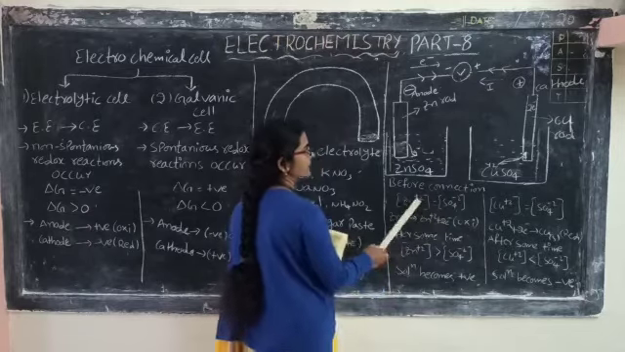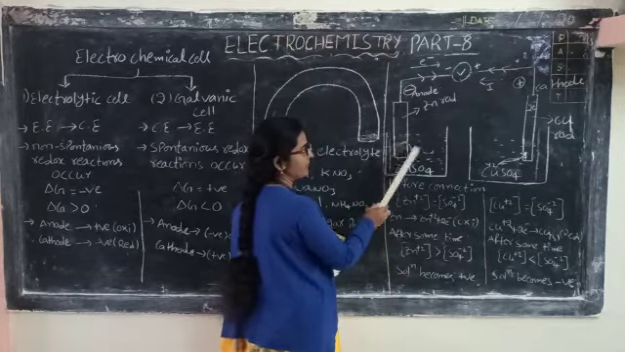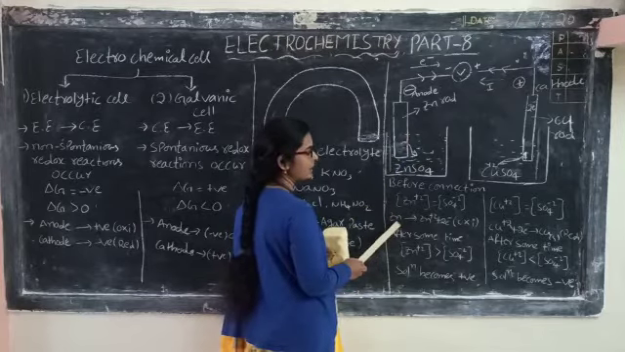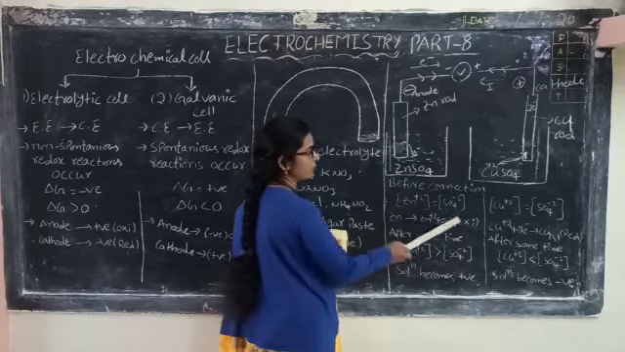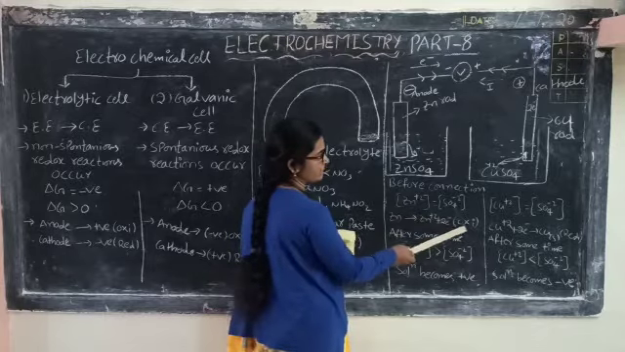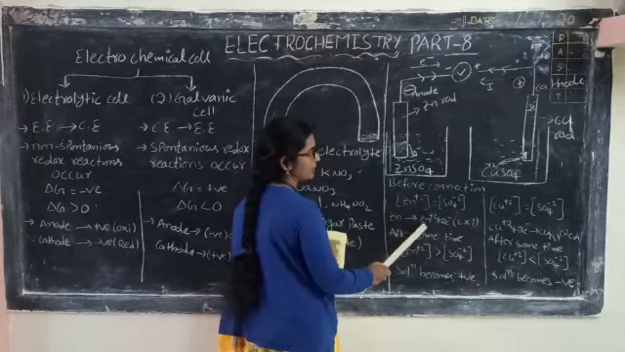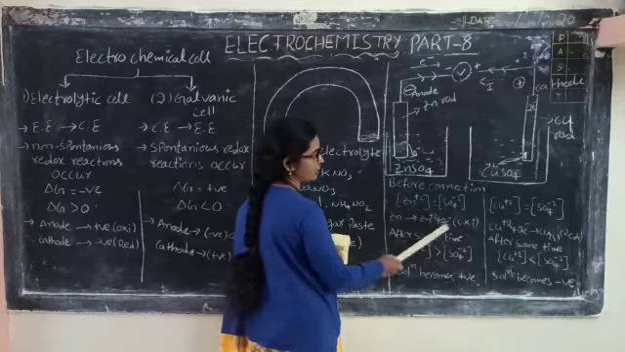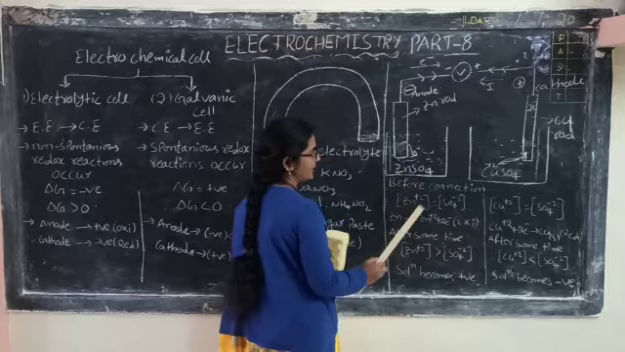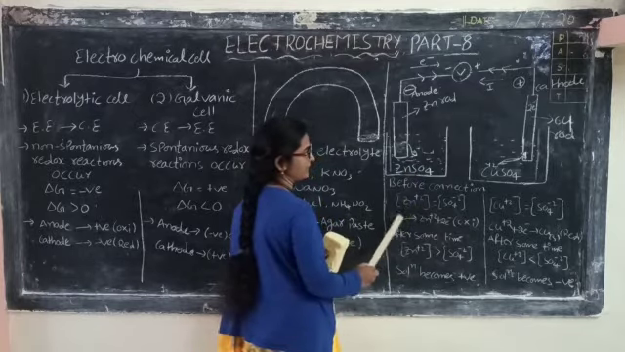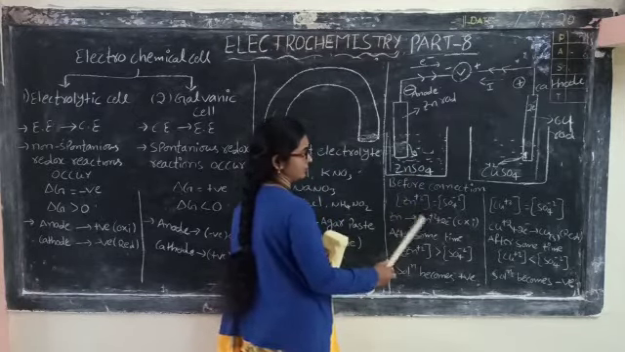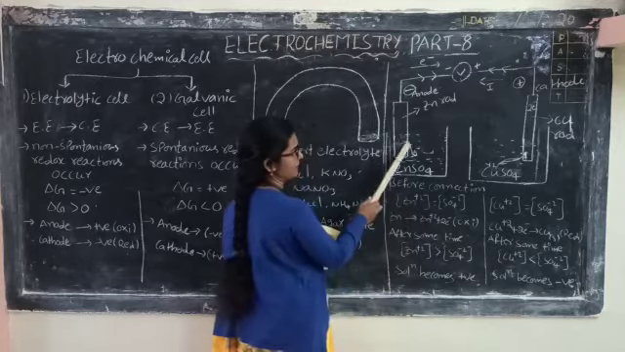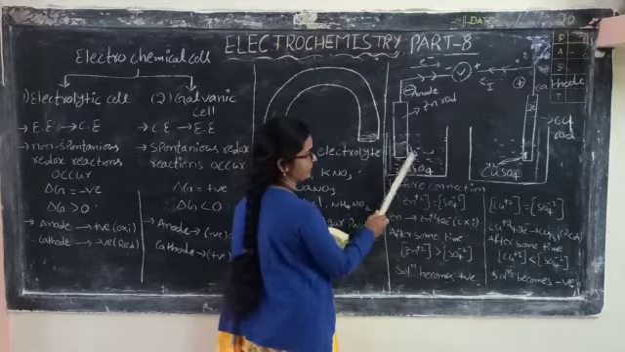So what happened when we dipped the electrode? The zinc rod is going to be oxidized, meaning it loses electrons and is converted into Zn+2 ions. So oxidation takes place in this cell. After some time, what happened? The zinc continuously loses electrons, and the Zn+2 ions are going into the solution.